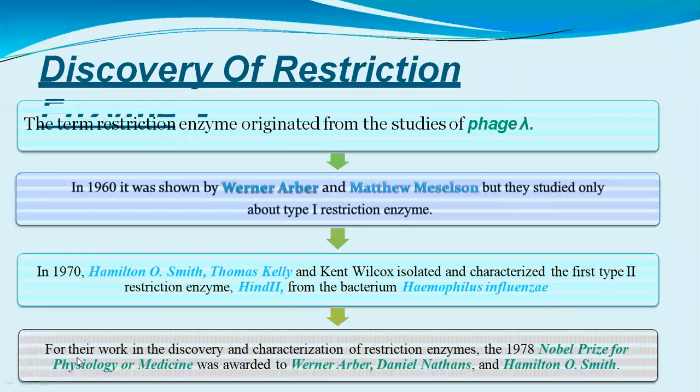Okay. For their work in the discovery and characterization of restriction enzymes, the 1978 Nobel Prize for Physiology or Medicine was awarded to Werner Arber, Daniel Nathans, and Hamilton O. Smith. They were the first ones to get the Nobel Prize, and they recognized and characterized this particular restriction enzyme, which they derived from Haemophilus influenzae bacteria, and they named it HindII.